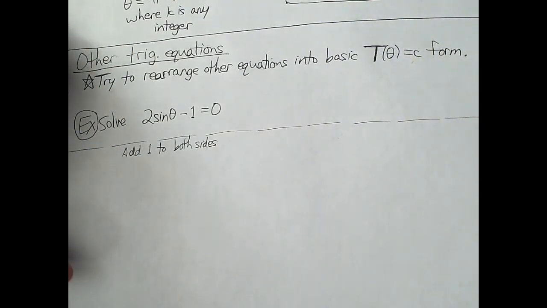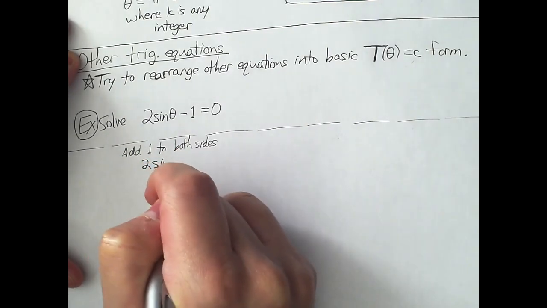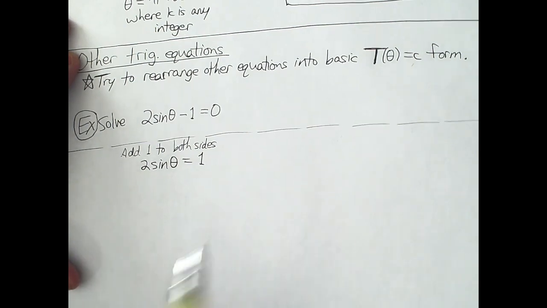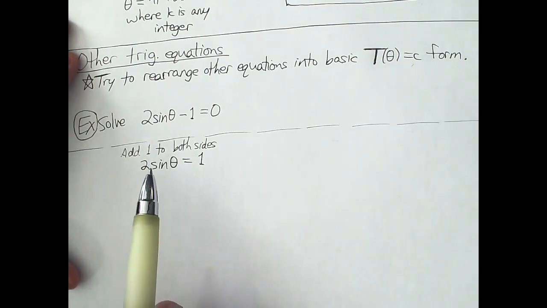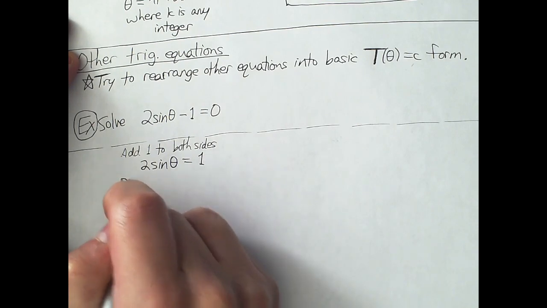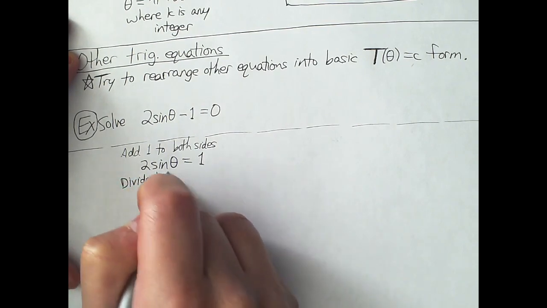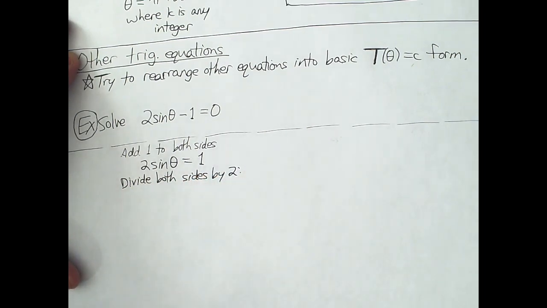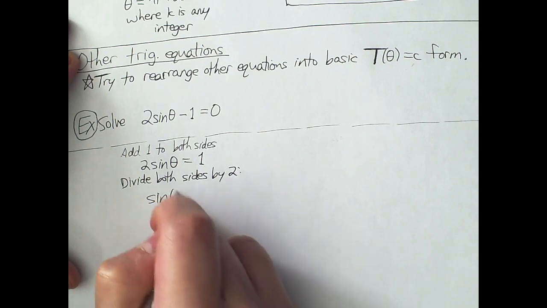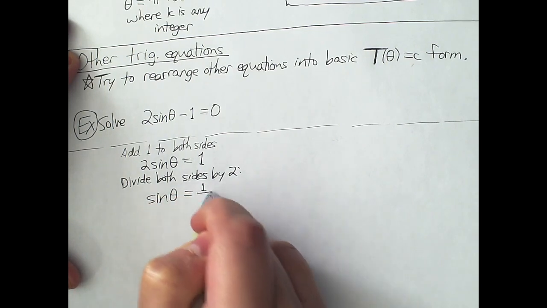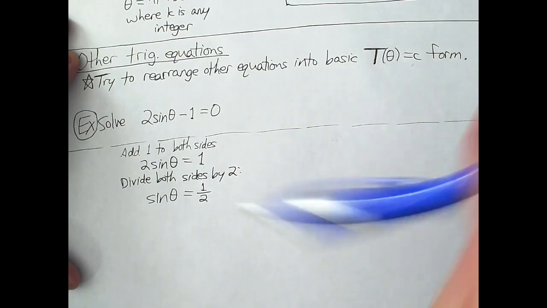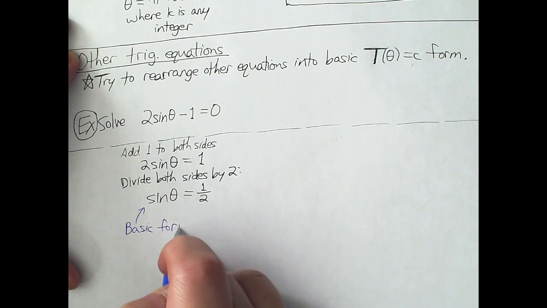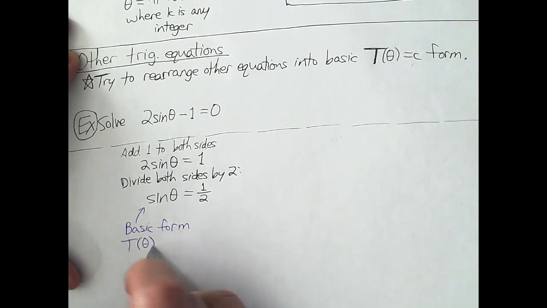All right, so we're adding 1 to both sides, and that gets us to 2 sine of theta equals 1. We're trying to get it into this basic form. We want it to just be sine of theta equals something. So let's divide both sides by 2, or you could say we're multiplying both sides by 1/2. Either way, we get sine of theta equals 1/2, and now it is in this nice basic form that we like, because it's a trig function of theta equals a constant.